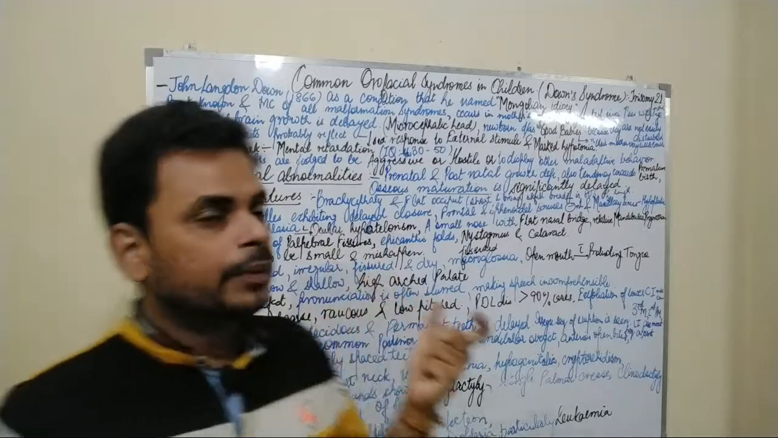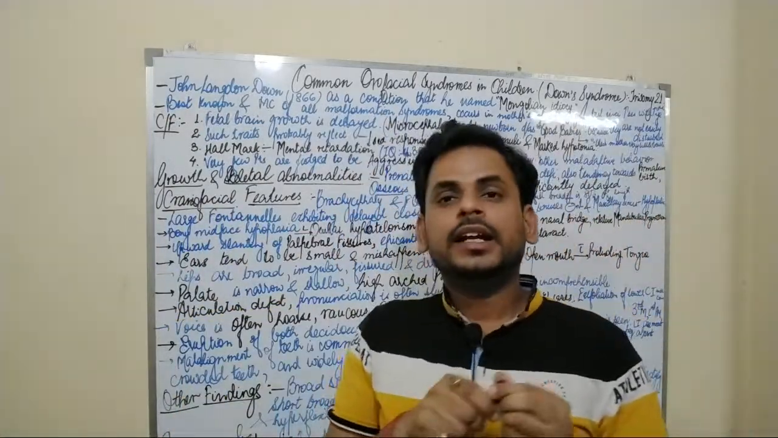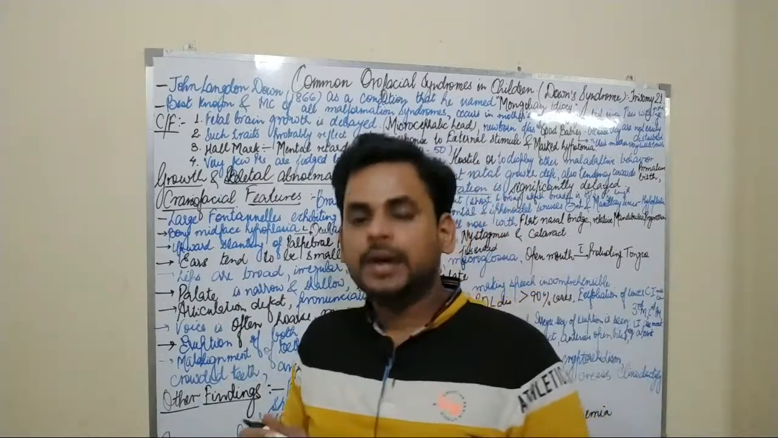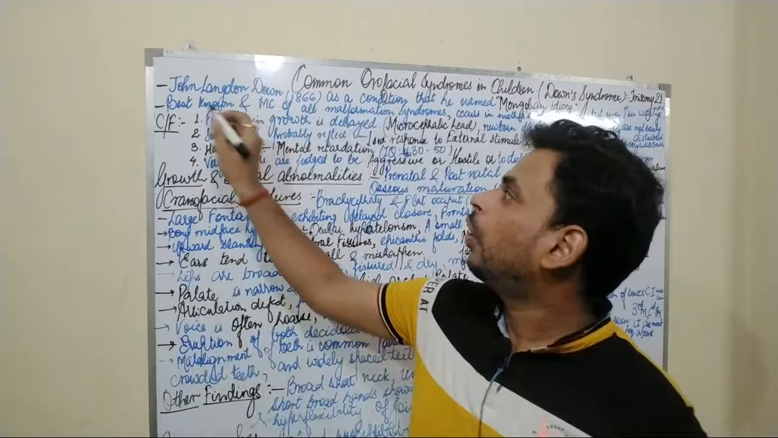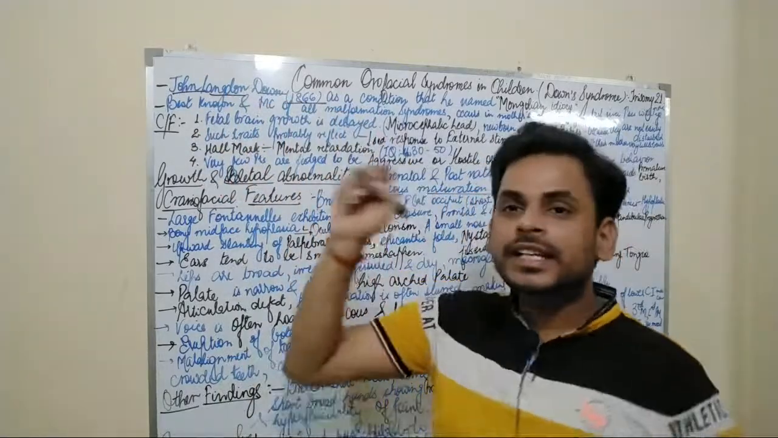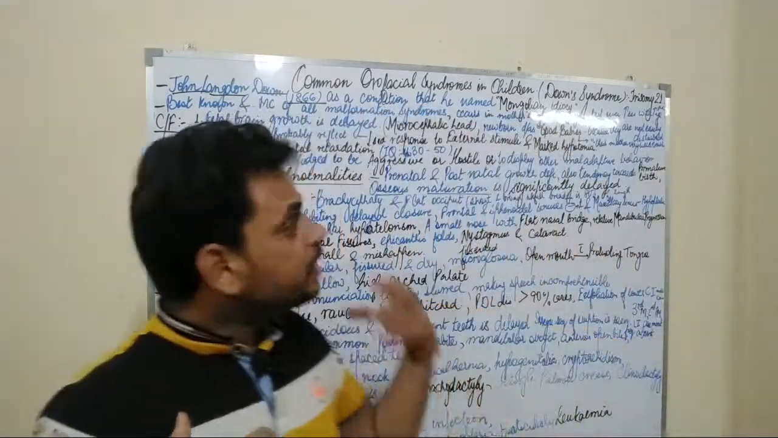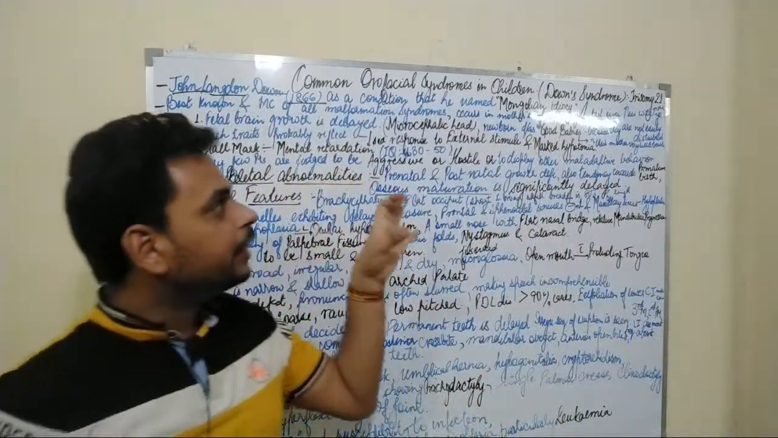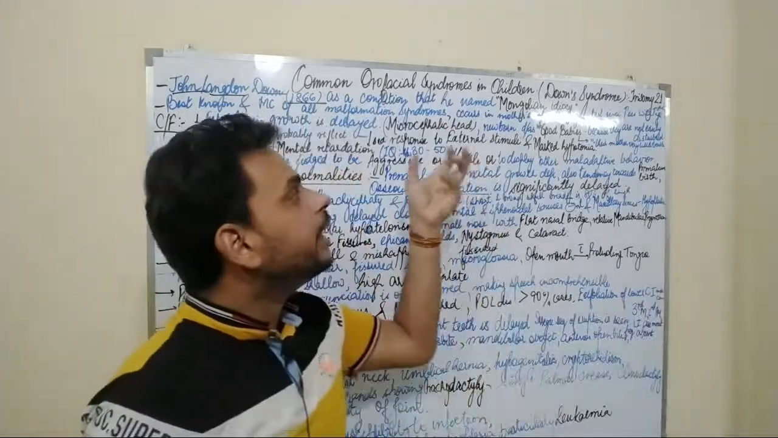Starting with the name, how did this syndrome get the name Down? It was John Langdon Down in 1866 who defined this condition, and he named it Mongolian idiocy.